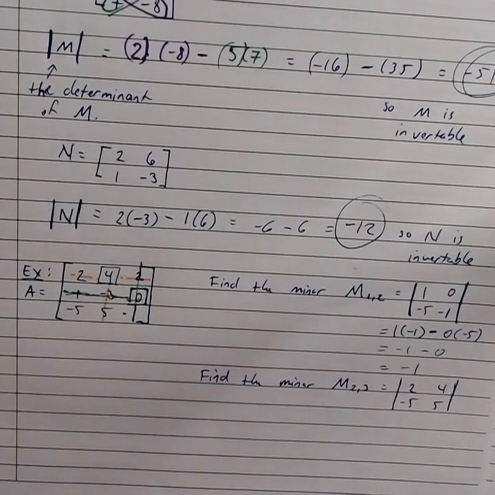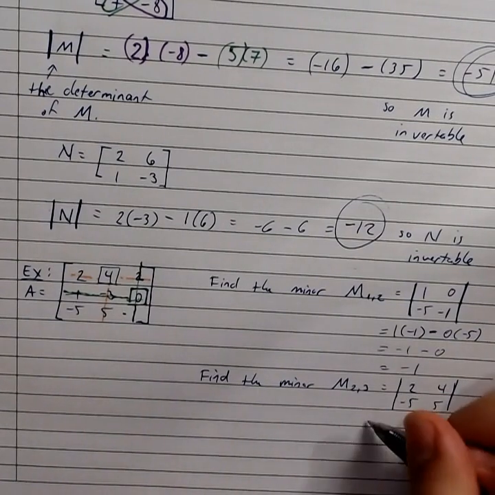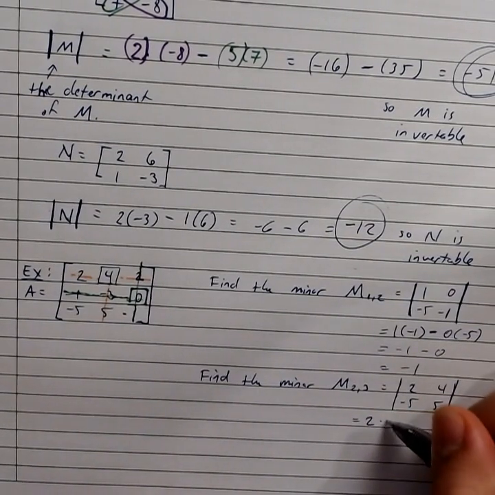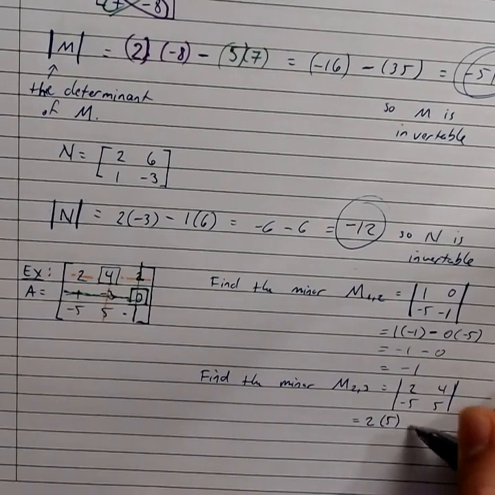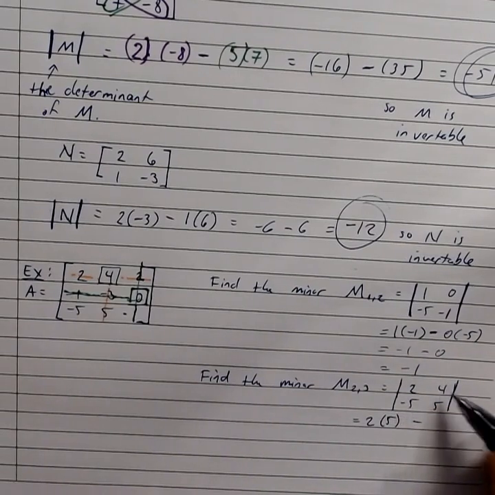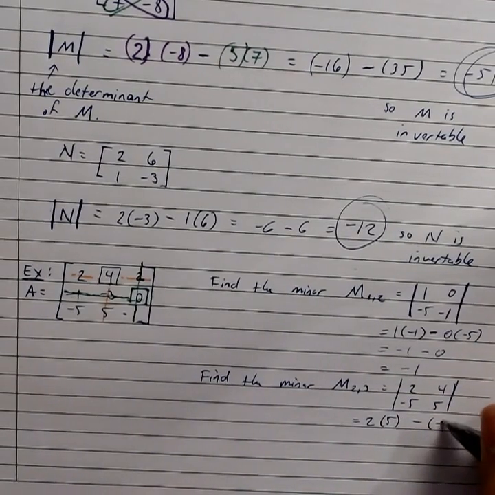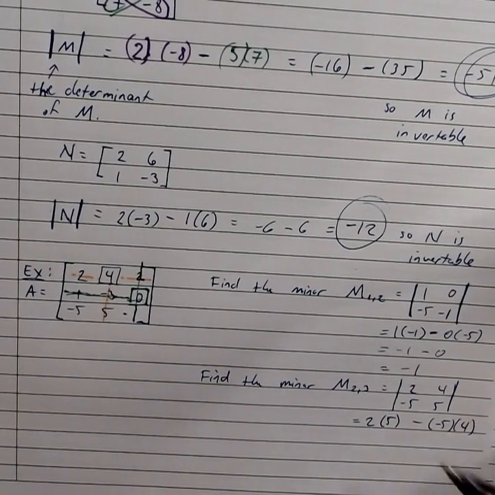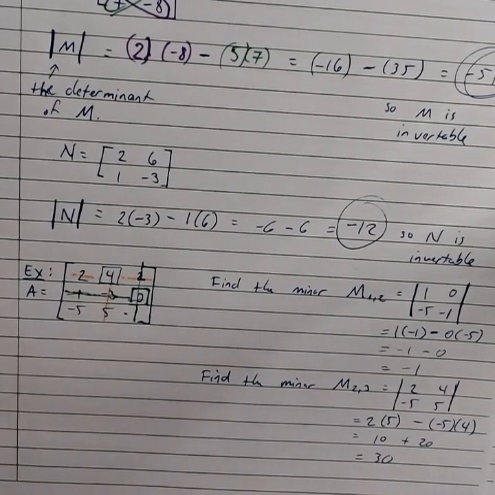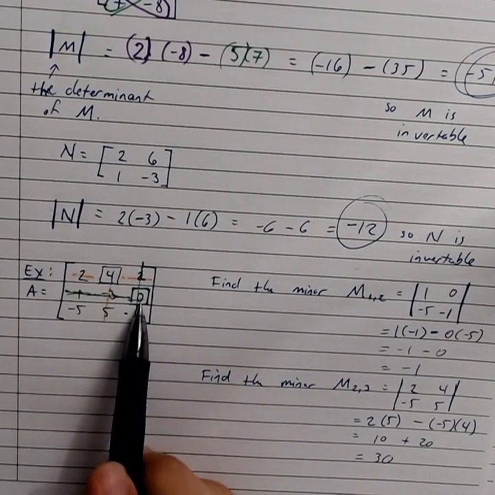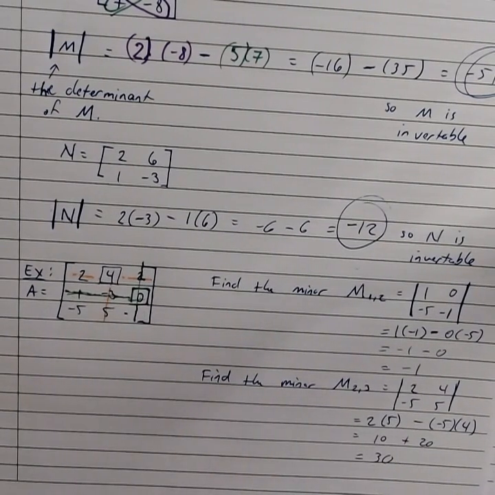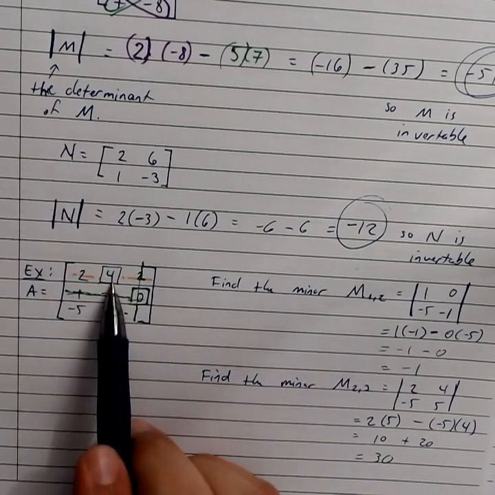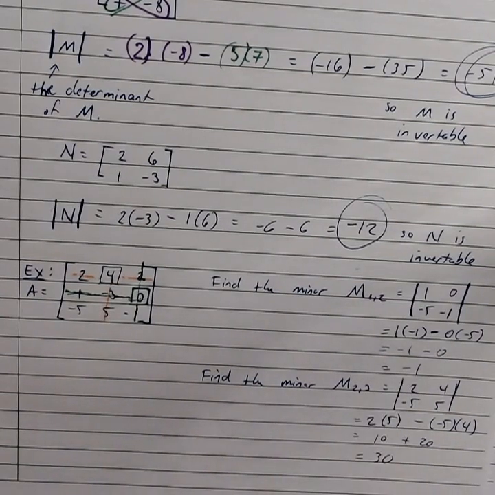All right, so let's go ahead and do that. That's going to be 2 times 5 minus, that's going to be -5 times 4, which will give us 10, double negative makes that a plus 20, which is 30. So the minor of that number is that number. The minor of this number is this number.